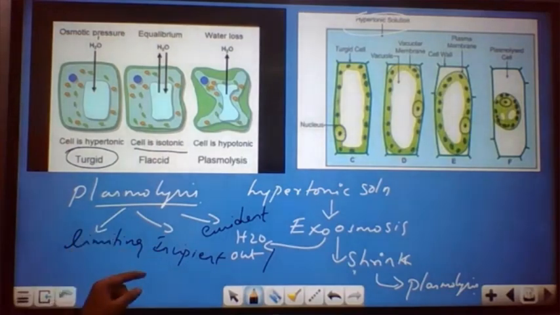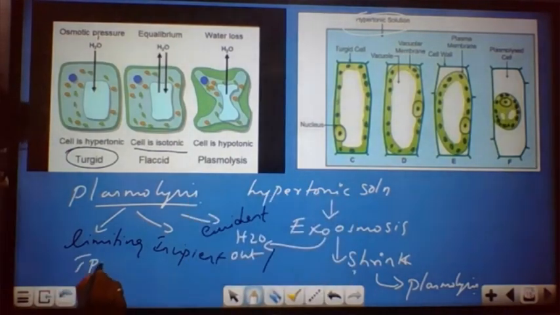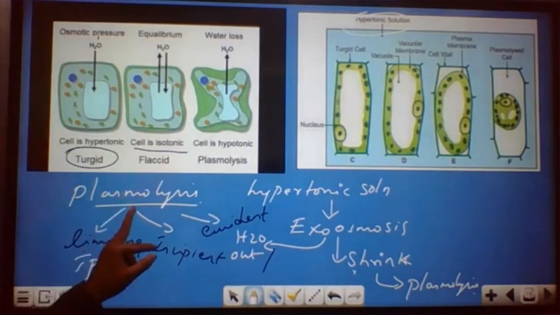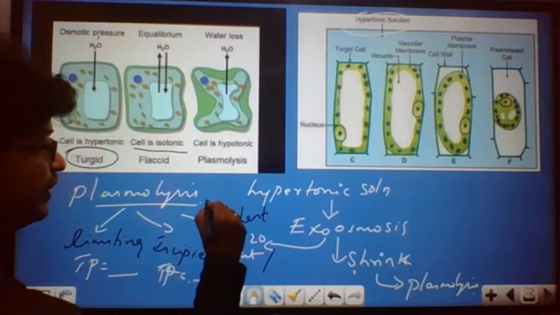Good. In the limiting, what is the turgor pressure? Can someone tell me the turgor pressure for limiting plasmolysis? Incipient, what is the turgor pressure here? The turgor pressure for evident plasmolysis.